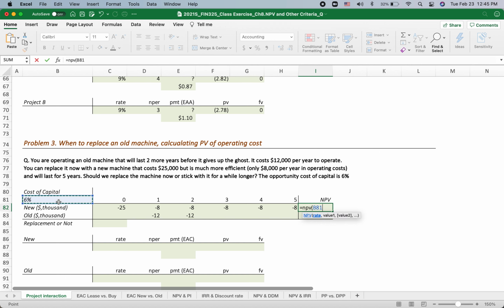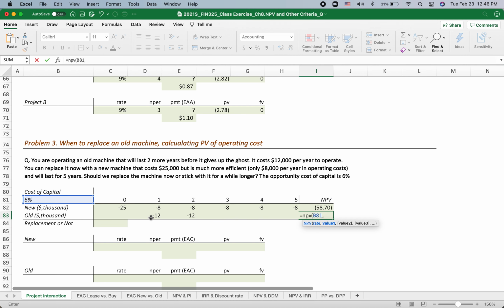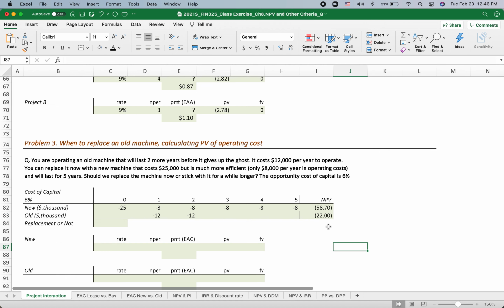NPV 6% from year 1 to year 5. That's 25. So 58.7 is the NPV of the cost. And then it's easy. Again, 6% times year 1 and 2. Plus, we don't have any number, so you can just ignore. So $22. Why it shows here? Okay. So $22,000 is the NPV cost.